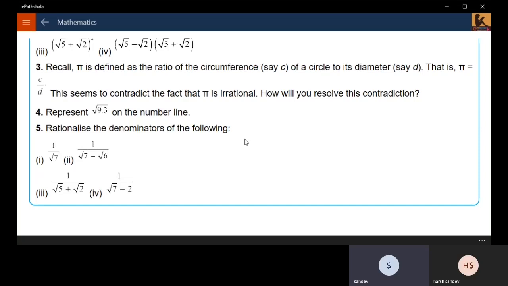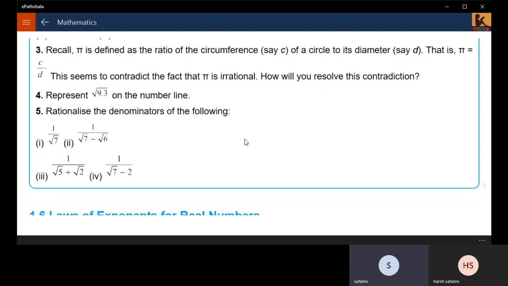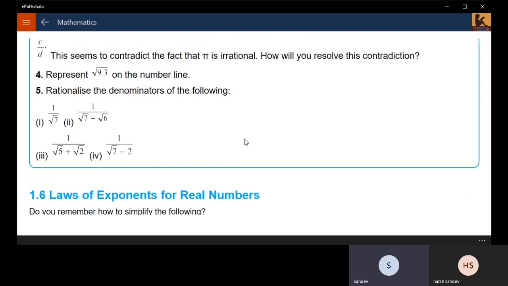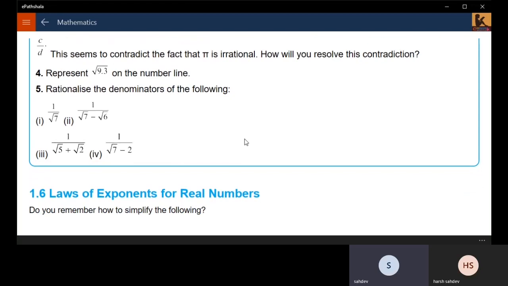Now coming to the fourth question, that is represent under root 9.3 on the number line. This I have taught you before, so I guess you will be able to do this. Now this one, rationalizing the denominator, which we have studied today, and the question is rationalizing 1 upon root 7. So we'll solve this out.